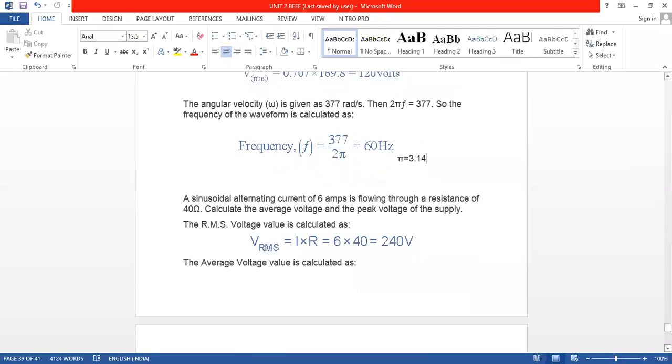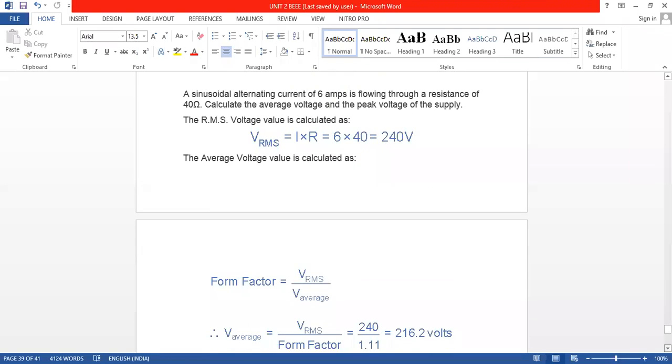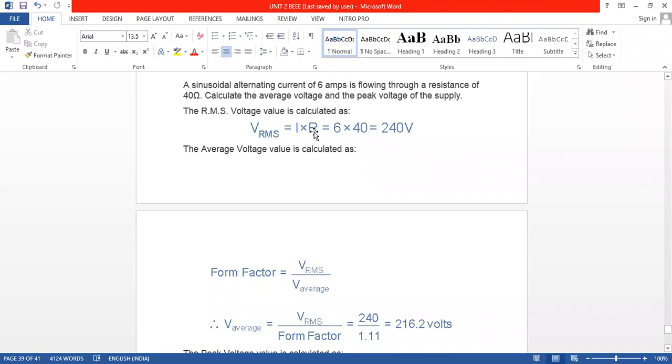So if the resistor is given in the problem, we can say V is equal to I into R. Whatever voltage they are asking, RMS voltage, average voltage, peak voltage, without calculating RMS voltage we cannot calculate the others. Therefore VRMS is I into R. Current is 6, resistance is 40. 6 into 40 is 240 volts. Now they are asking the average voltage.